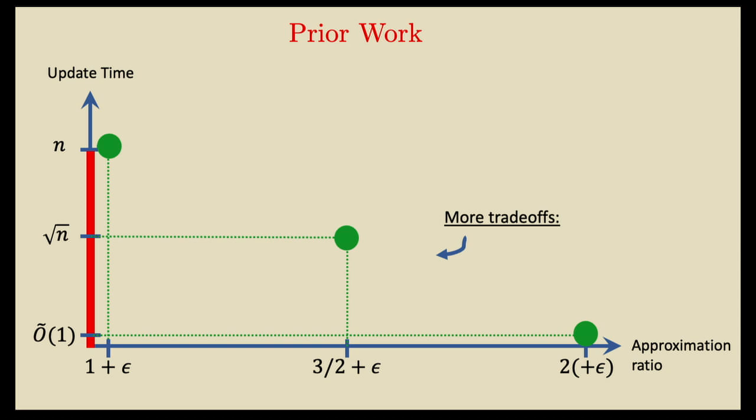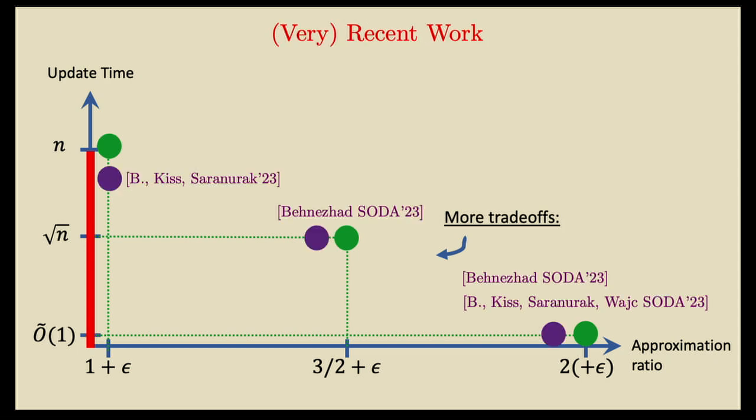Now, this was the state of the art until very recently. Just within the last 1 year, there have been some exciting developments. It has been shown that all these 3 data points, none of them probably are optimal. So, there have been very slight improvements to each of these. For instance, this one is saying you get 1.99 approximation in polylog n update time. This data point is saying you can get 1 plus epsilon approximation slightly better than n update time, and so on.